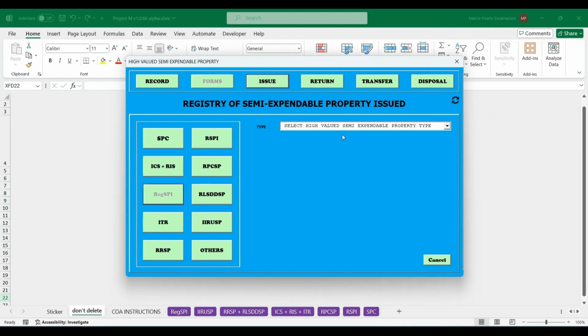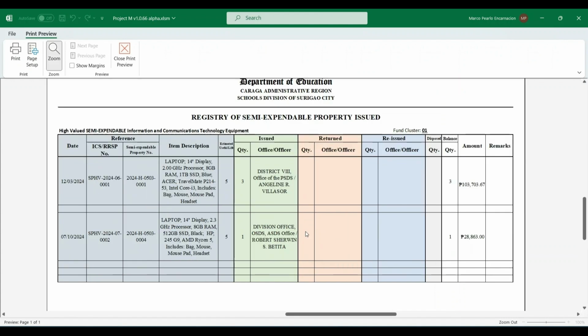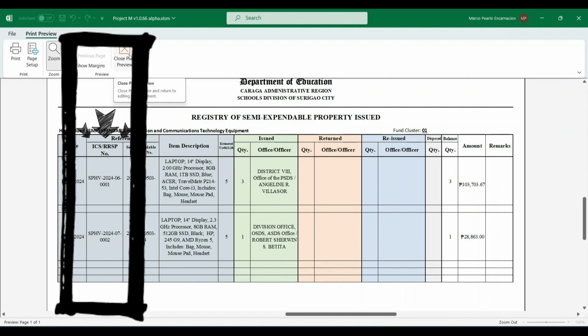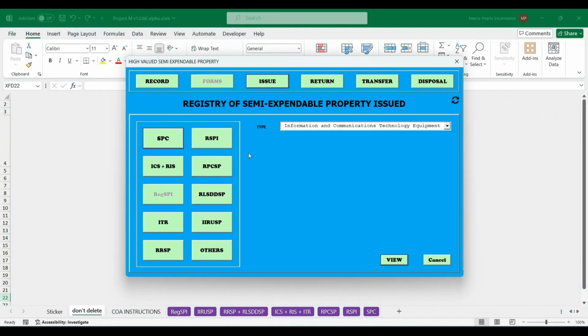RegSPI, or Registry of Semi-expendable Property issued. This registry shall be maintained in the Property and Supply Unit for each class of issued semi-expendable property. The Property and Supply Custodian shall record promptly the issue, return, reissue, disposal, and other information about the property if returned and the description or information about the asset. It shall be maintained by fund. ICS shall be maintained continuously and recorded in sequential manner to keep track of any missing ICS. This functions similarly to SPC, however only a registry is recommended to be maintained since issued semi-expendable property are already derecognized in the books of accounts.